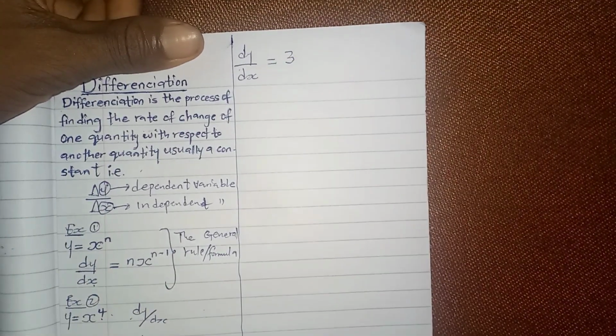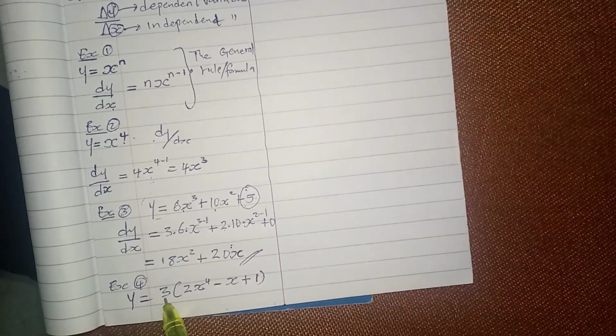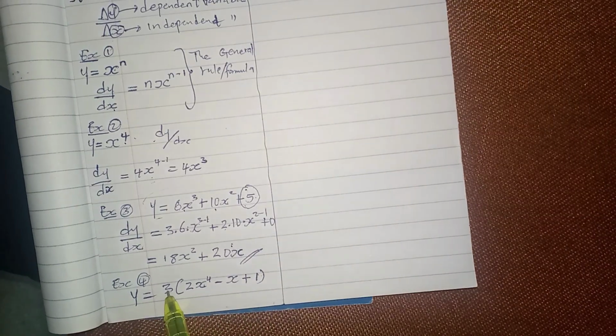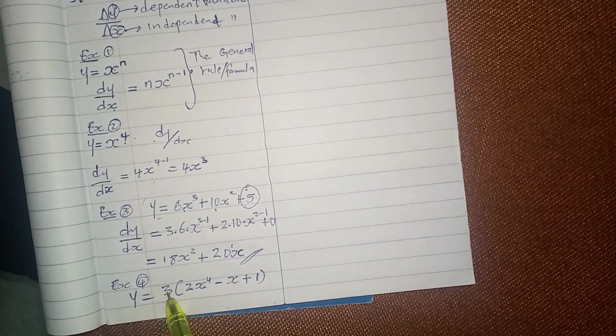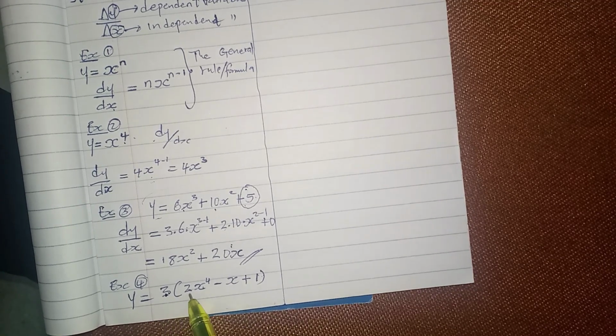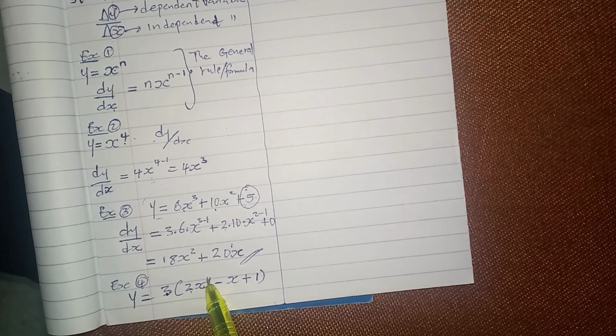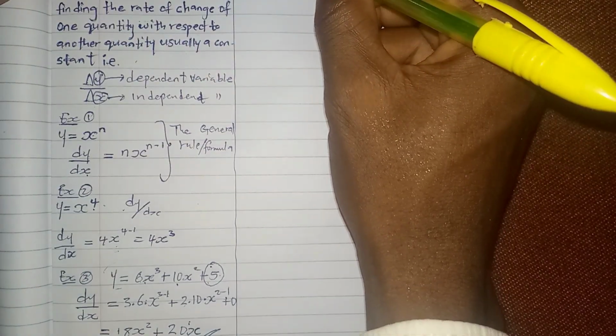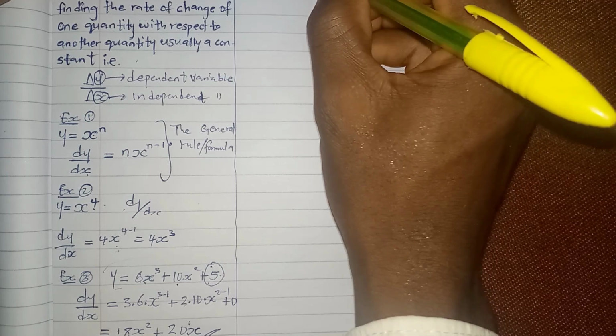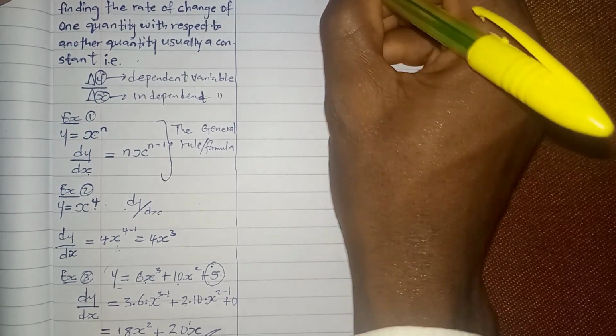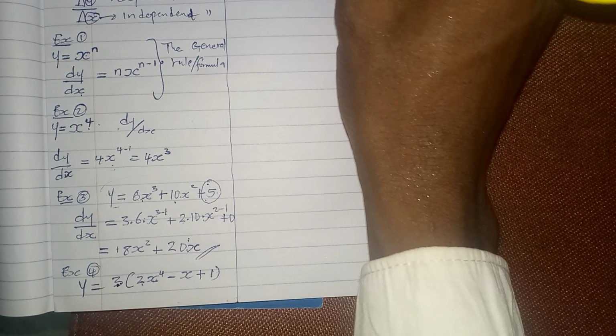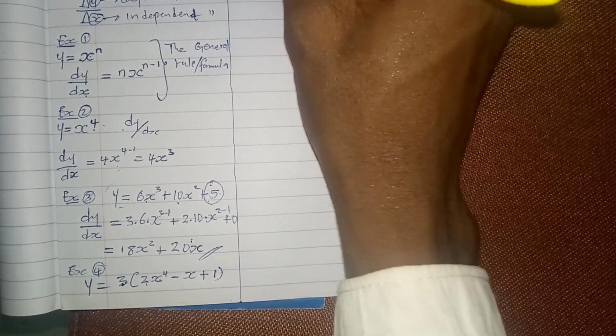You have to expand the bracket. This is what was given. So you expand this bracket by multiplying everything inside the bracket by what is outside the bracket. So you have 3 times 2x raised to the power 4, minus 3 times x, plus 3 times 1. So you now have it as 6x raised to the power 4 minus 3x plus 3.